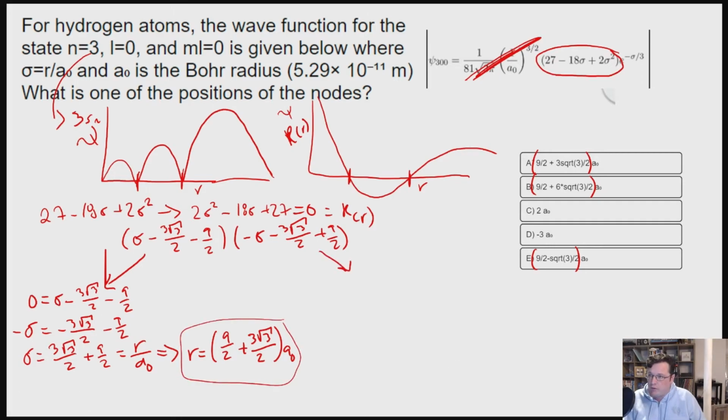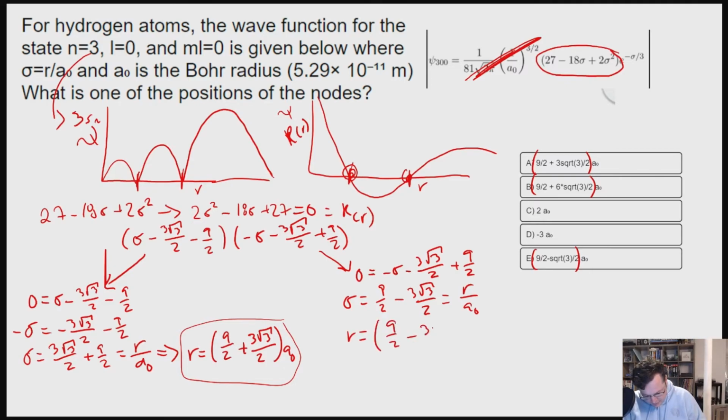And then if we solve for the other one, because there's 2 points where it's going to be equal to 0 for this wave function, we can do the same thing. So we have 0 is equal to negative sigma minus 3 times square root of 3 over 2 plus 9 halves. And so then what we get is sigma is equal to 9 halves minus 3 times square root of 3 over 2. That's equal to r over AO. And so then r is going to be equal to 9 halves minus 3 times square root of 3 over 2 times AO.